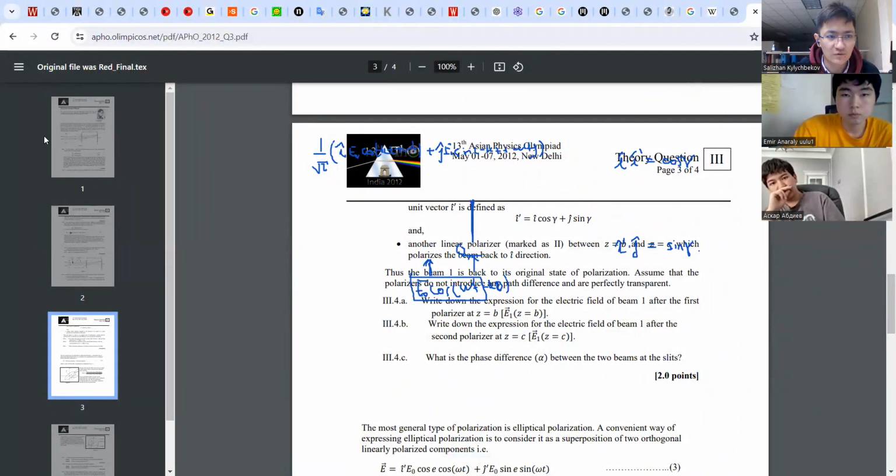You make the dot product, right? The dot product between I prime and j, you get this. You make the dot product between I prime and I, you get cosine theta. And I and j are orthogonal, so they are 90 degrees from each other.